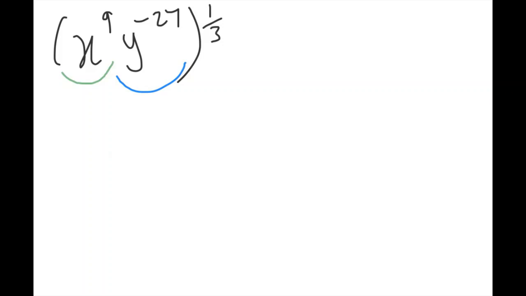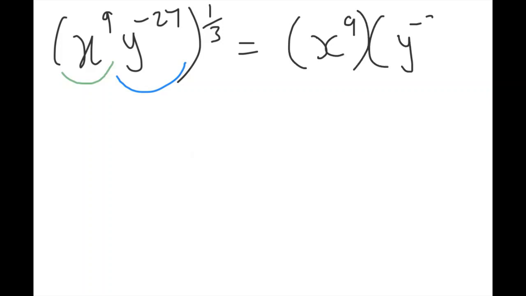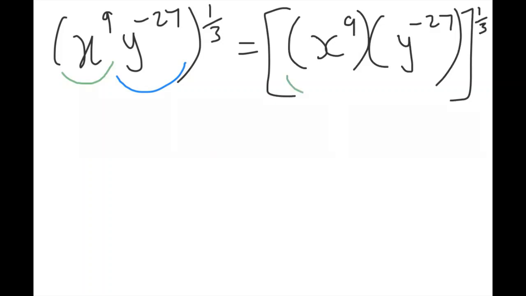What I'm actually going to do here is just do this. Put the x^9 in a separate bracket, put the y^-27 in a separate bracket, and then all of that is raised to the power third in the bigger bracket. So now you can see more clearly why this is green and that's blue.